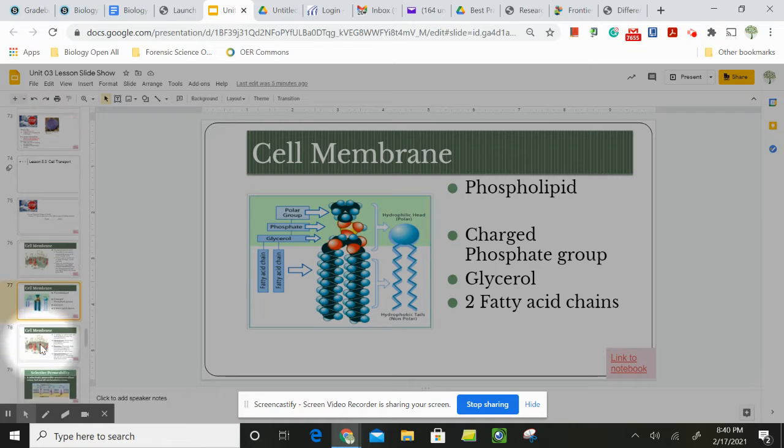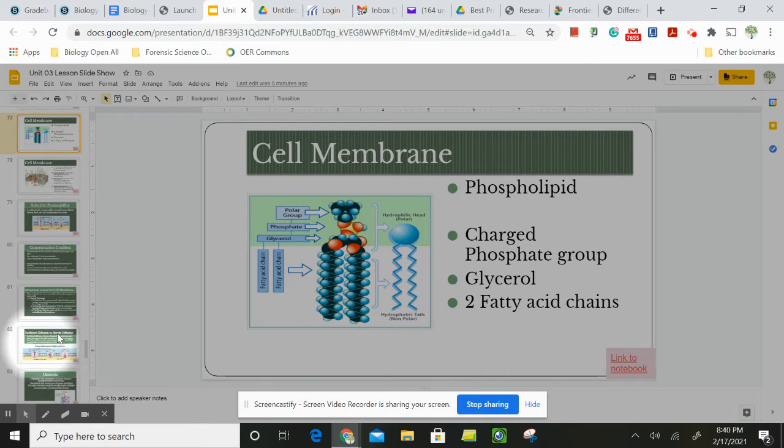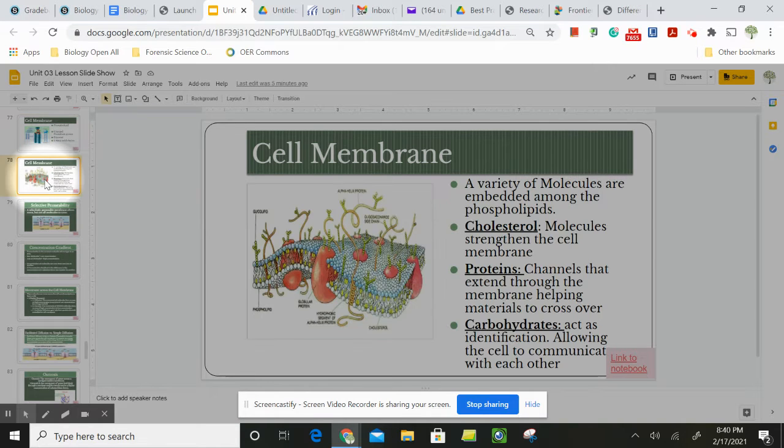The next two slides are just some more images of that. Like we talked about, there's your phospholipid bilayer. We talked about that in Unit 2. Here's another picture of our cell membrane with the materials that are in the cell membrane: cholesterol, proteins, and carbohydrates.